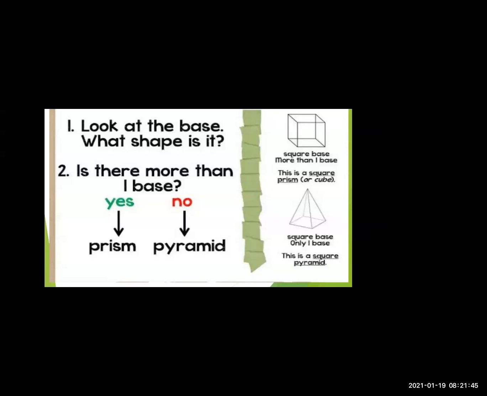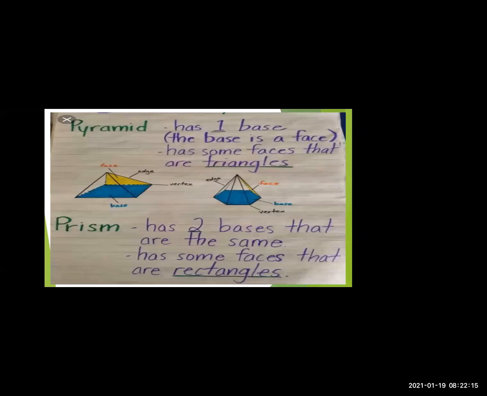And in the next 3D figure, it has a square base, but all the sides are covered by triangles and all the triangles meet at one point. So it is called a square pyramid. So my dear students, I think you better understand the exact difference between a square prism and a square pyramid. More than one base, it's called a prism. Only one base, it's called a pyramid.